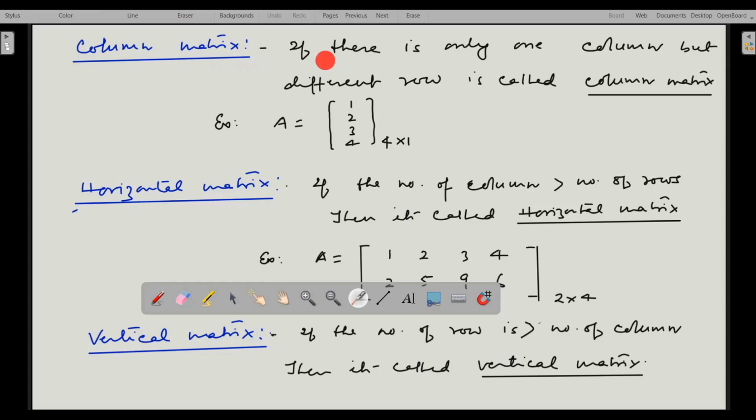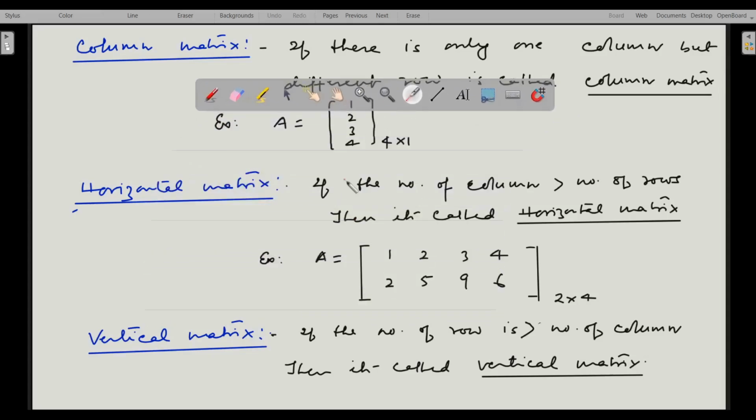In a column matrix, there is only one column but different rows. There is only one vertical column and different rows, 1 2 3 4 rows, but only one column. So this is a column matrix. Now, what is a horizontal matrix? Let us understand what a horizontal matrix is.